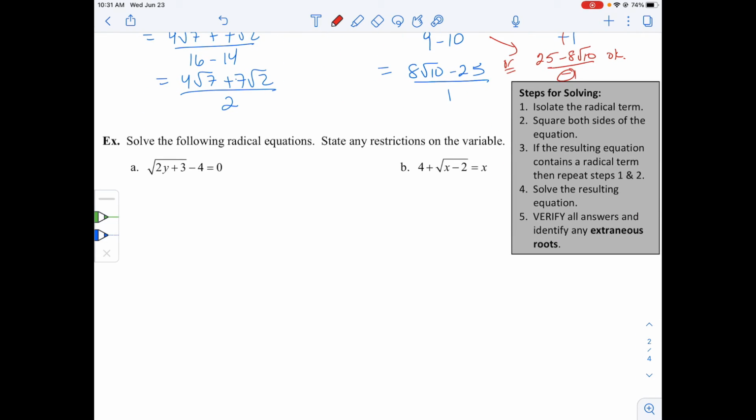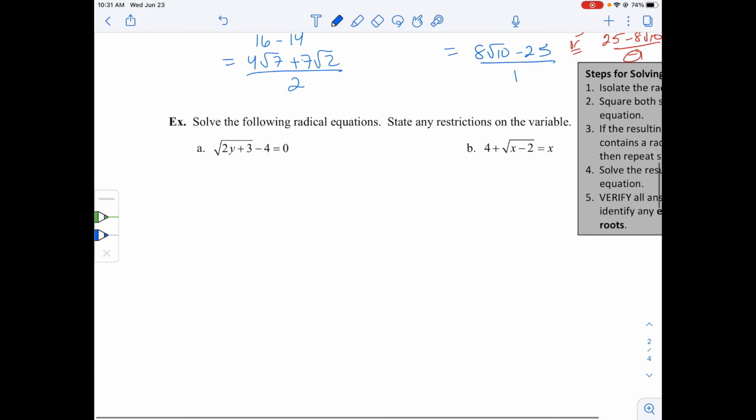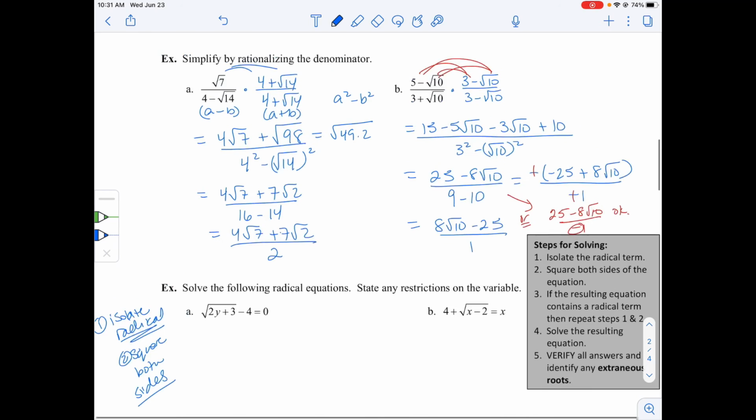Okay, solve the following radical equations. So the whole trick here is that we isolate the radical. Isolate the radical. That's first, then we square both sides. Okay, and if you forget to isolate the radical, things get dicey very quickly.